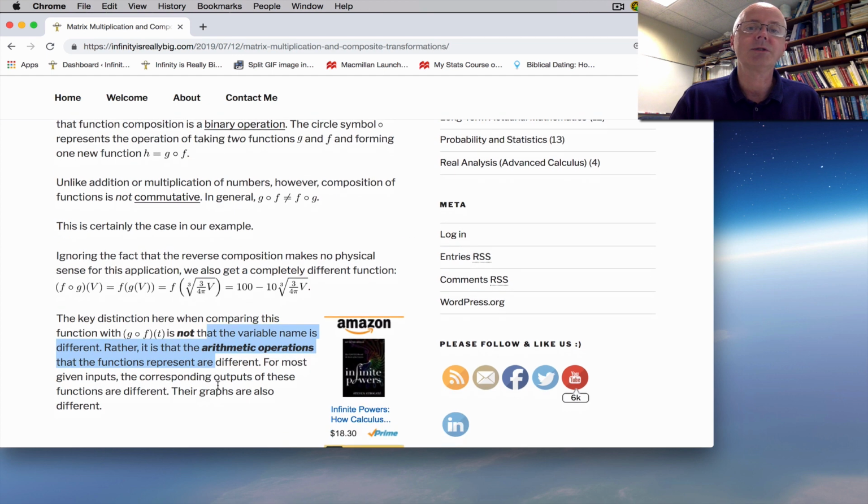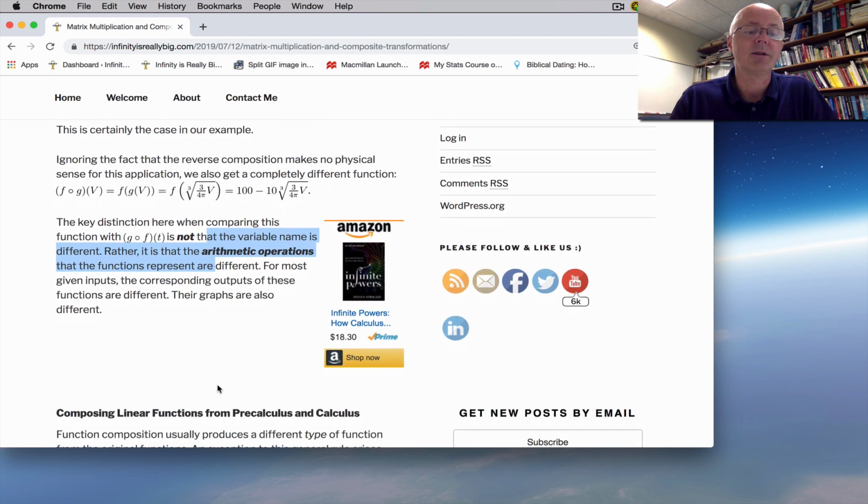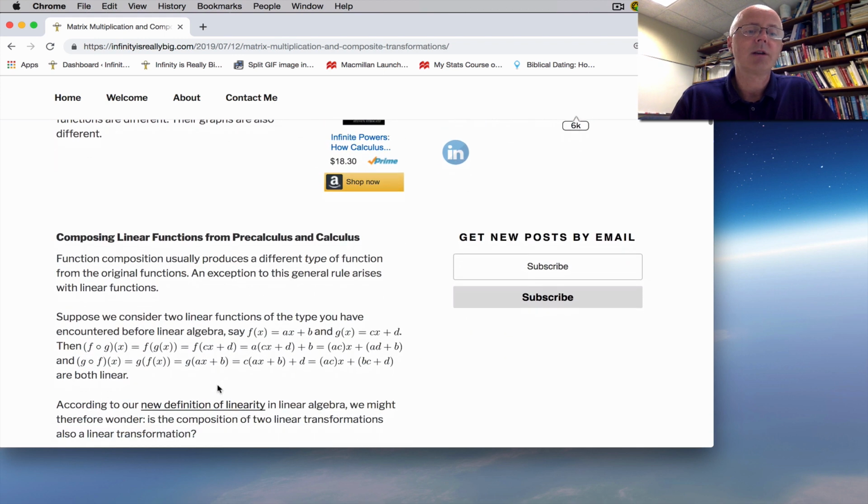The arithmetic operations are different. If you gave the independent variable in each case the same name, like x or something, and you graph both functions, you get different graphs. So function composition is not commutative. And you get a different kind of function.